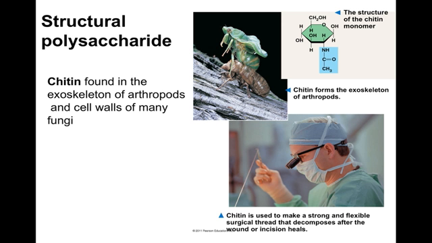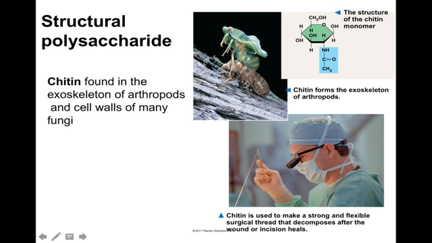Coming to structural polysaccharide, chitin. Chitin is the exoskeleton material, which is actually a polysaccharide. This is not lipid, protein, or nucleic acid. The bug's exoskeleton is made of polysaccharide, which is carbohydrate, called chitin. It is made of a derivative of glucose like this.